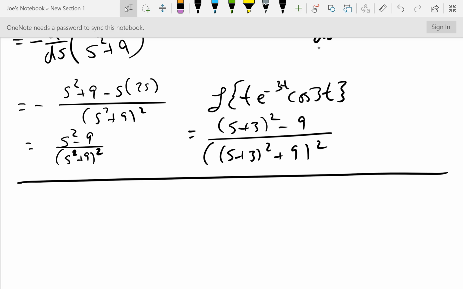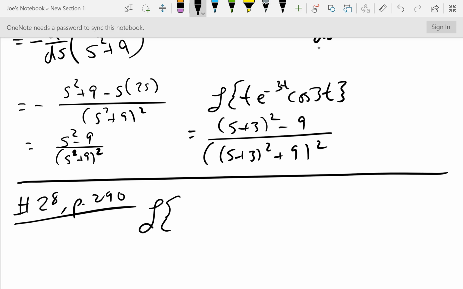Let's look at, let's say, number 28 on page 290. We want the Laplace transform of the integral from 0 to t of sine of tau cosine of t minus tau d tau.